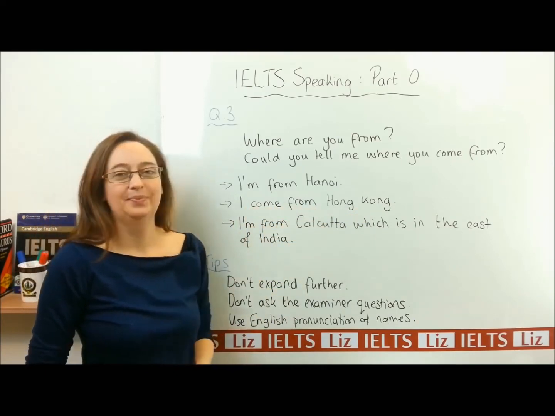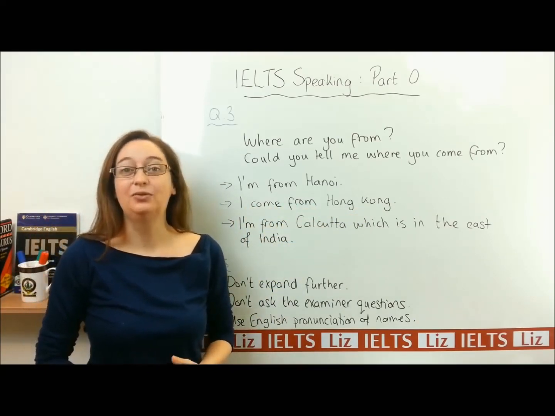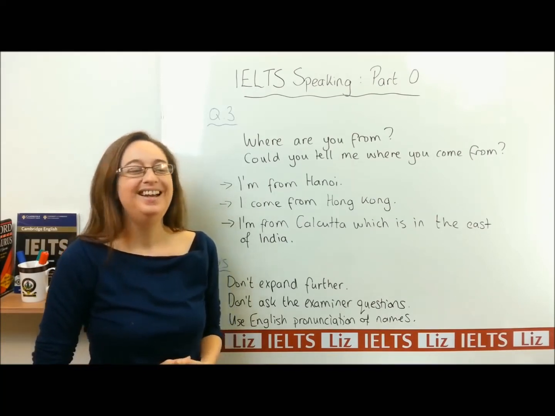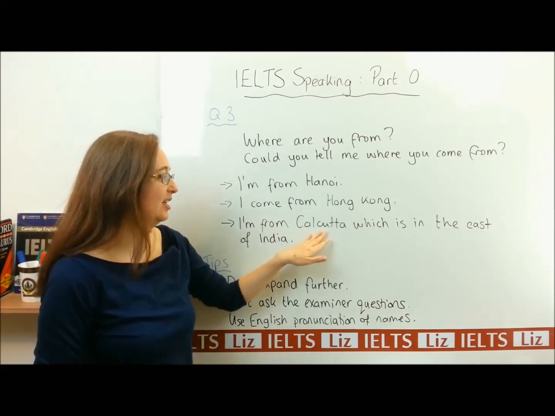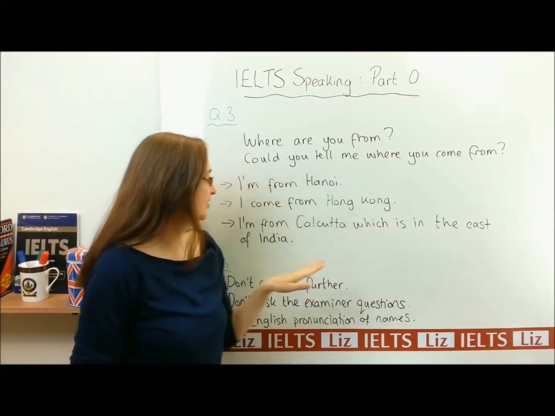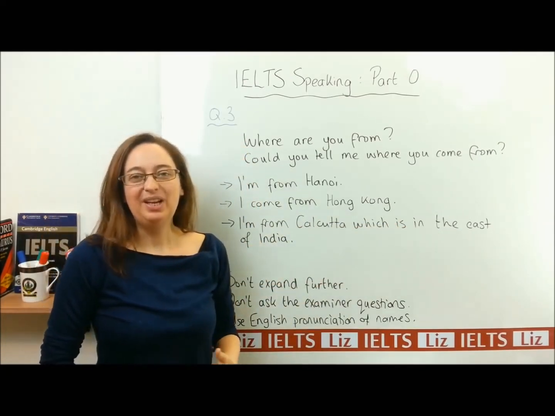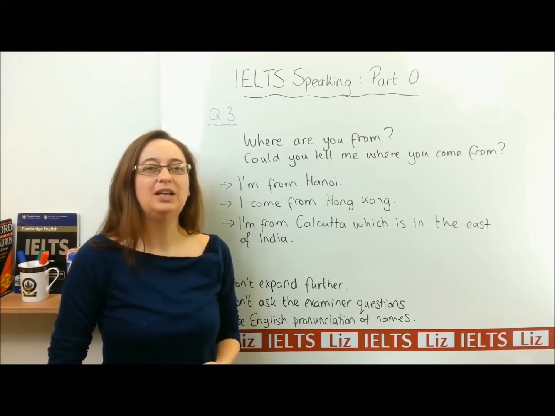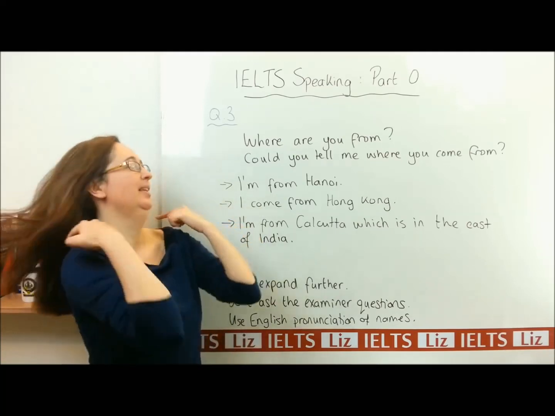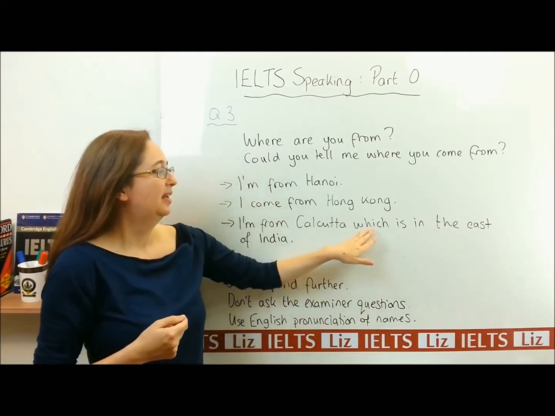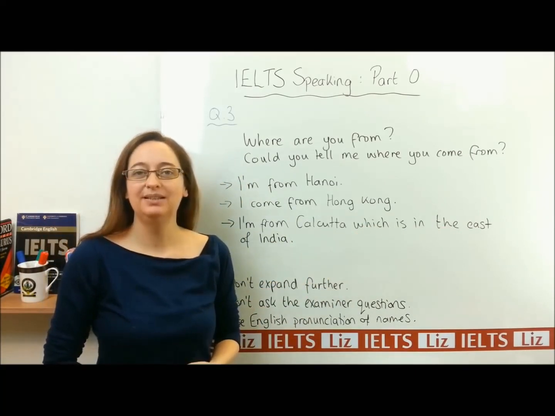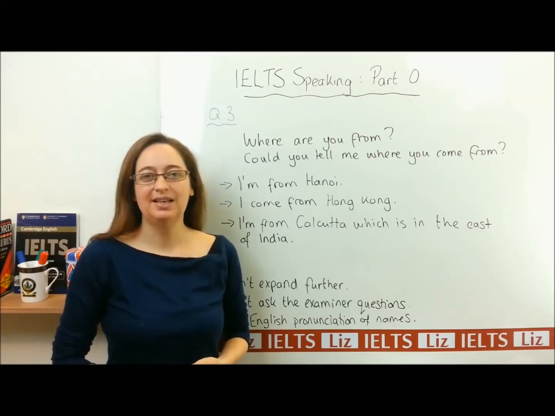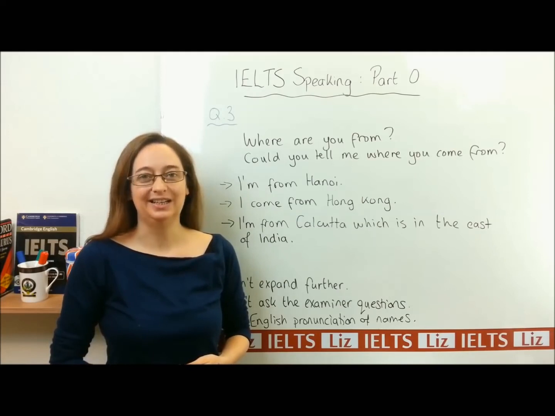I come from. You could also add more information if you want. Not too much, just a little bit more if you want. You could say, I'm from Calcutta, which is in the east of India. Now, it is good to add a little bit more information. It's friendly, but also it shows the examiner good grammar. Which is in the east? This is a clause, which means it is high band score grammar. So you're already showing the examiner that you have good English.